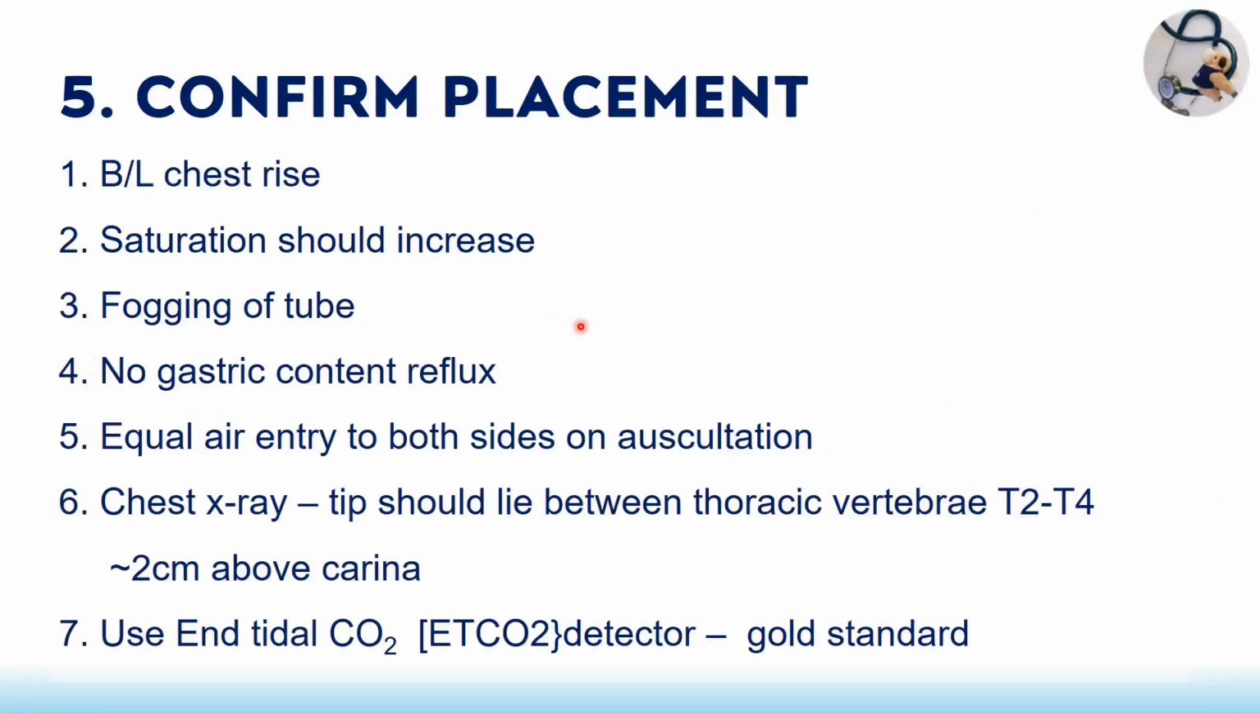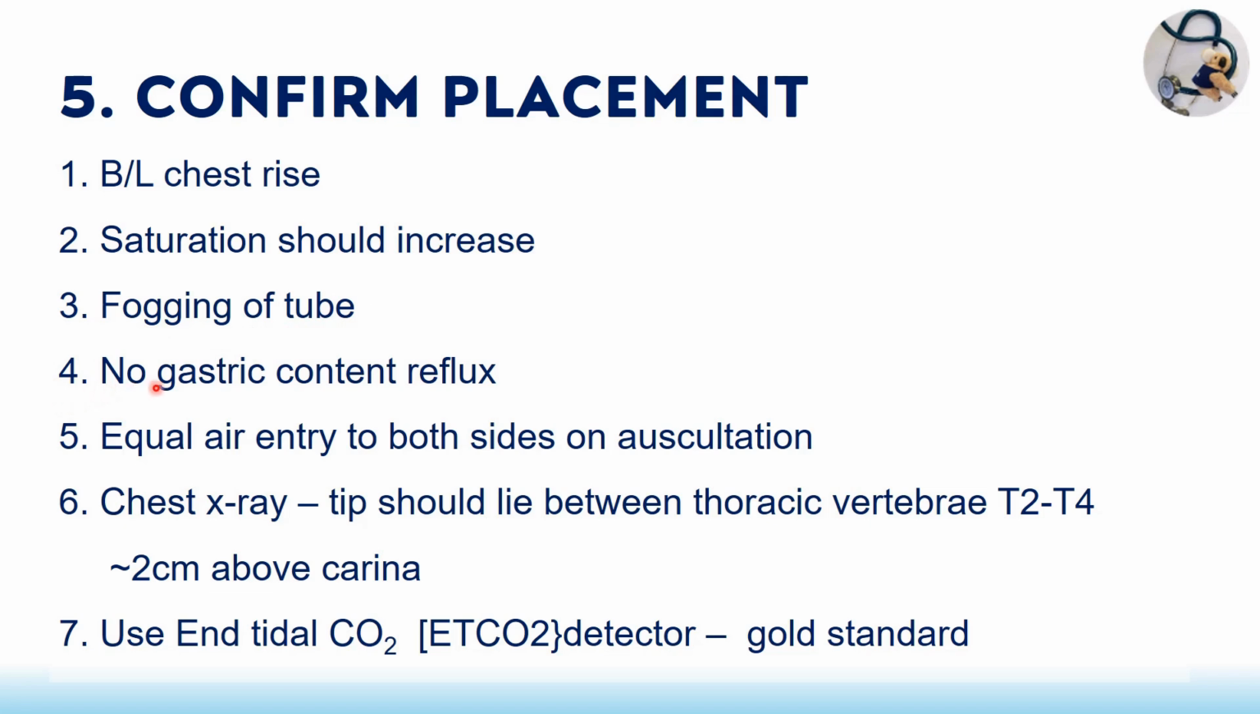Now after putting the tube, you have to confirm the placement of the tube, whether you have placed the tube in the correct position or not. So to see that, there are various points you can see. So these are the 7 points you can see. Number 1 is bilateral chest rise. So after putting the tube, when you are bagging, you can see the chest rise. Bilaterally the chest should be rising. Number 2, saturation of the oxygen should increase. Saturation should become better. Number 3, you can see fogging in the tube because of the expired air.